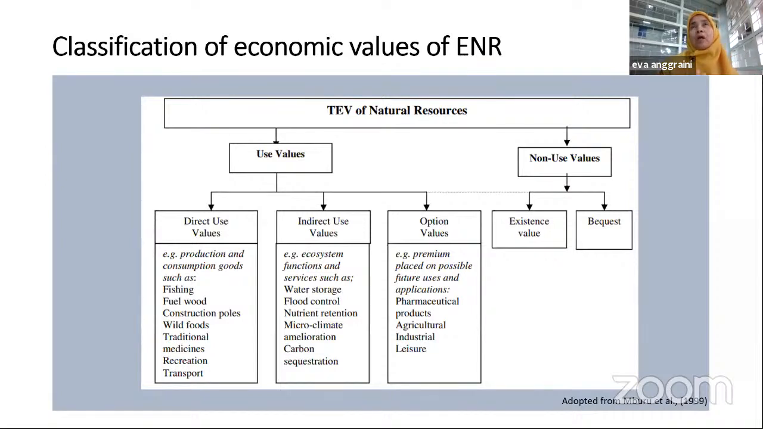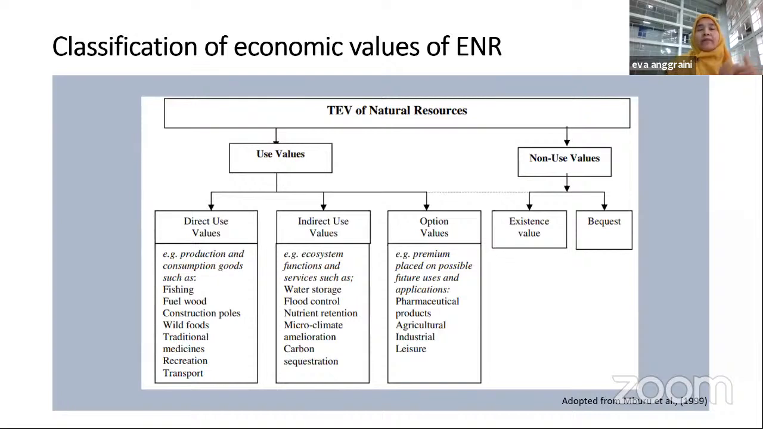Let's talk in more detail. Use value, as I said before, is the value that comes from the activity of production and consumption. We can divide it into three types of value. The first is direct use value. If we consume or produce, extracting goods from the environment and natural resources, we call that direct use. For example, we catch fish, or cut trees in the forest, or take fuel wood, or take medicinal plants in the forest. These are direct use values, and these are mainly tangible.